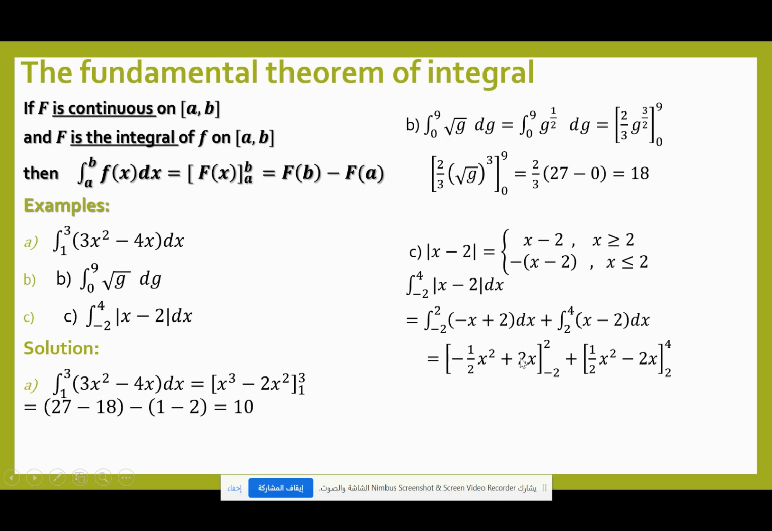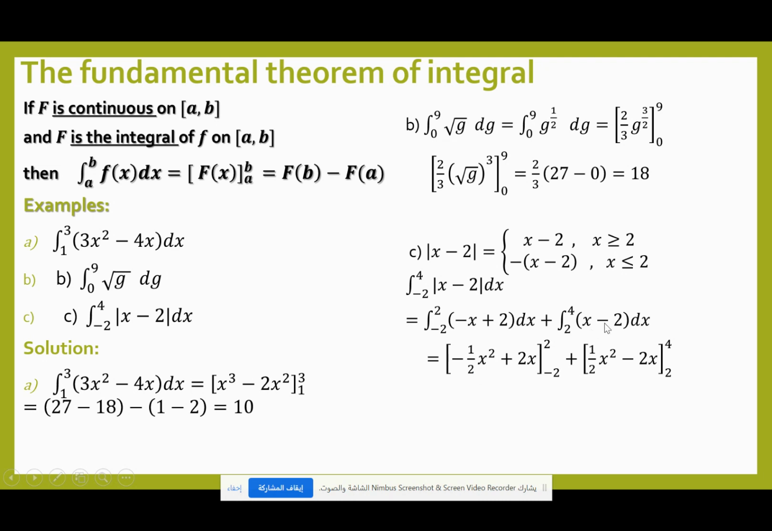If you want to be sure that your work is right, you derive it. If you derive 2x, how much will you get? 2 without x. So it makes sense that the integration of 2 is 2x. And if you want to derive this, you take the power down and reduce it by 1, to cancel this 2 with this 2 and get back 1. So you can be sure about your work by deriving it.